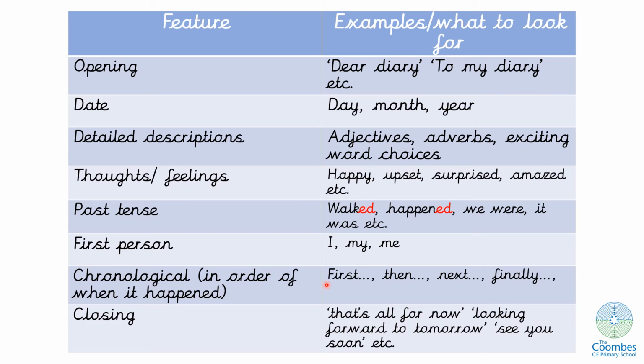Another feature is chronological, so it should be in chronological order. Like our waggle, I explained that it was split into three paragraphs. The first one setting the scene for what happened in the beginning from Captain Patch's perspective. The second paragraph was explaining the main event from his perspective. And the third paragraph was explaining what happened towards the end of the story for Captain Patch from his point of view. So you could use words like first, then, next and finally to give you a clear order for your diary entry.